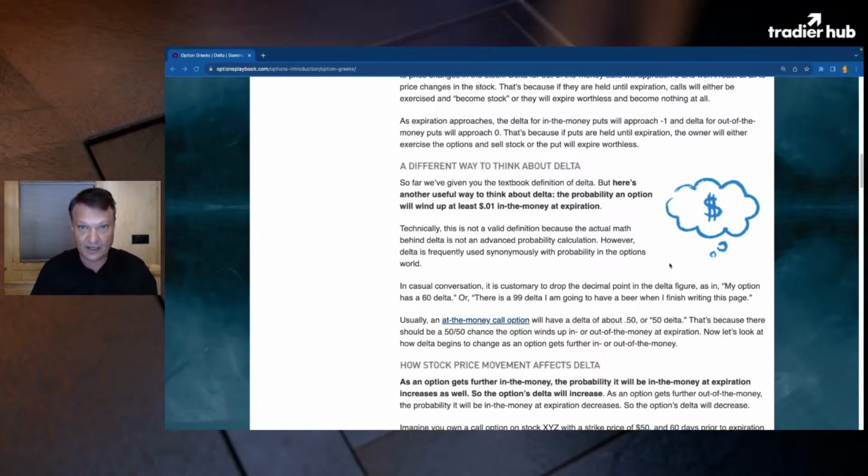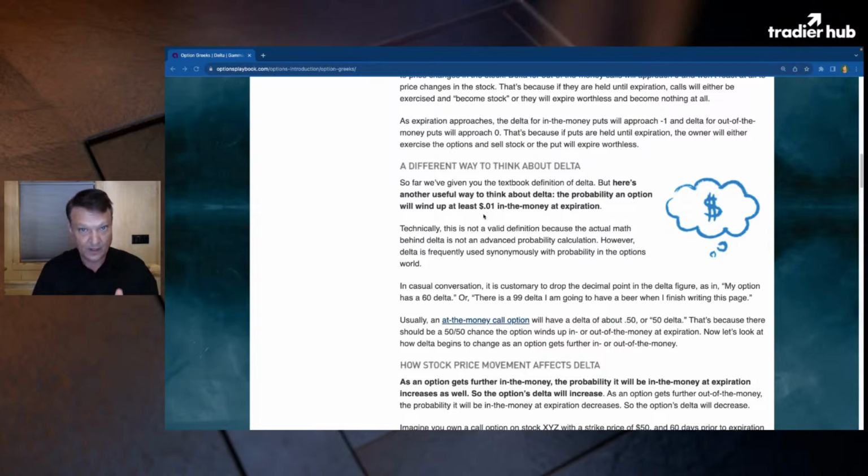So delta in general has a lot to do with probabilities. Now, it's a mathematical formula, and it isn't 100% accurate to say that delta means probability, but it can be used in that way. And so you can think about delta this way. Delta, non-textbook, is the probability that an option will wind up at least 1 cent in the money at expiration. Okay, so let's think about that for a little bit. The probability that an option contract will wind up at least 1 cent in the money at expiration.